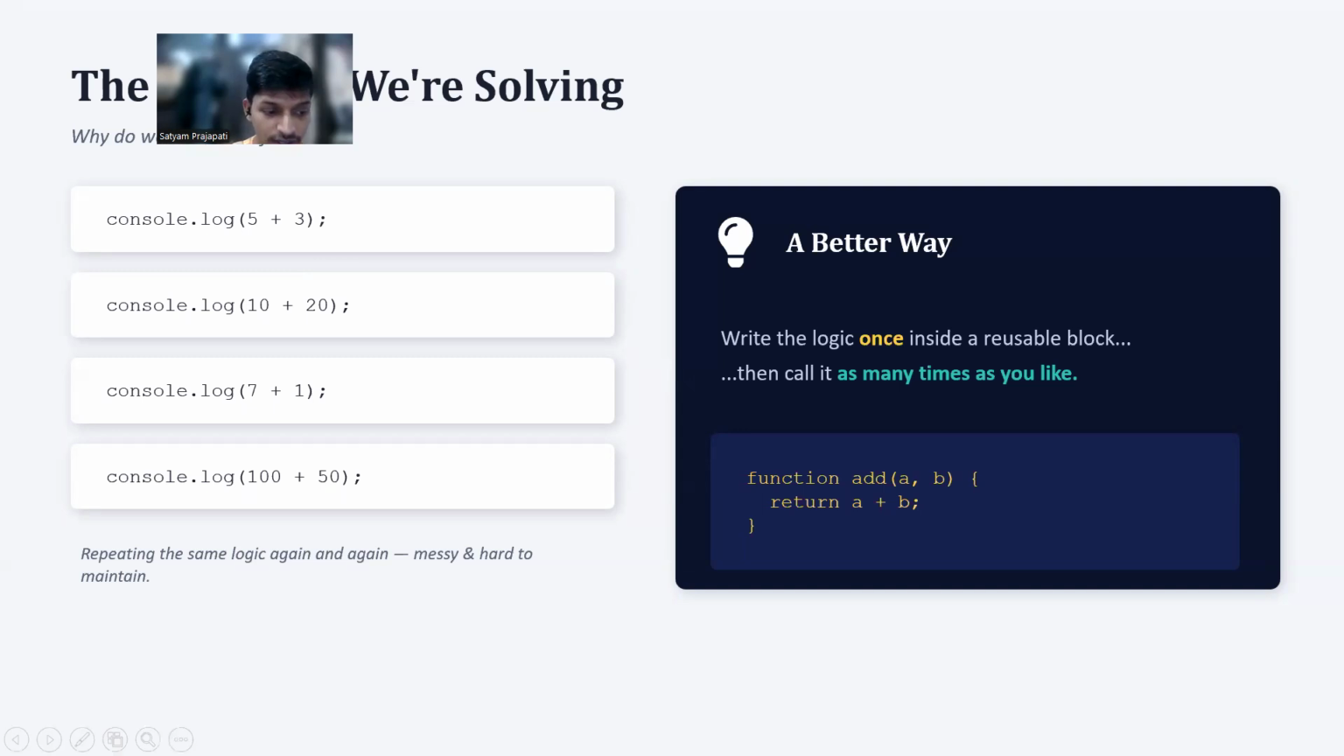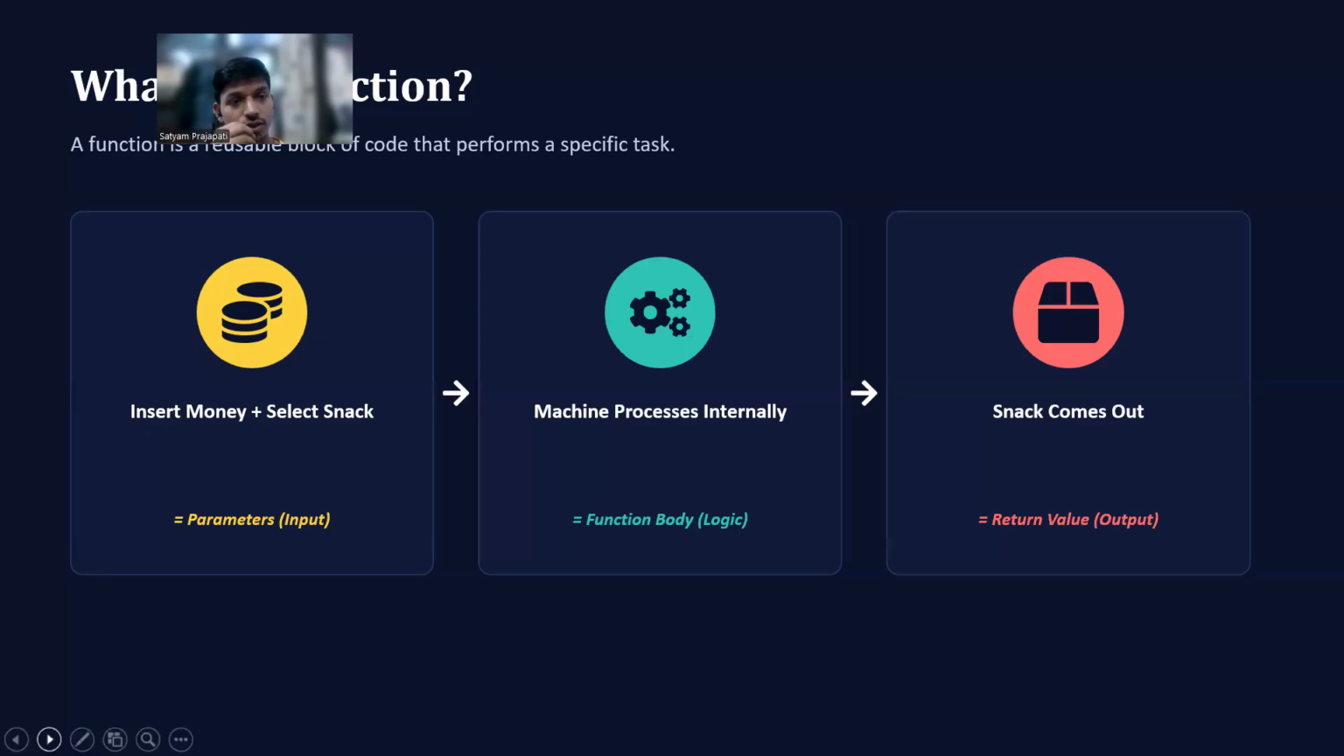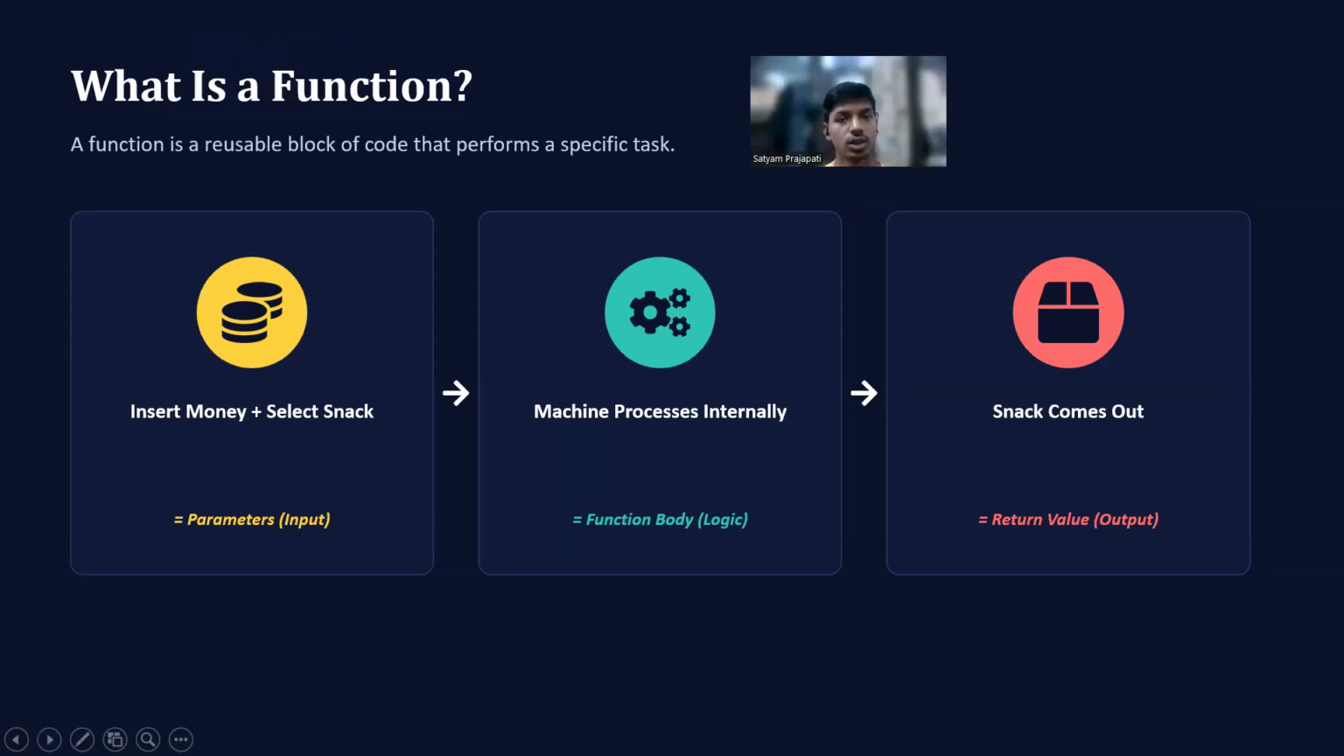So this is the basic definition of function. A function is a reusable block of code that performs a specific task. Specific task means whenever you need to do some specific kind of work, like in a vending machine, you want a coffee or any other item. In a shop, you calculate the price of a shirt or jeans or any other thing. This is the example of a vending machine.